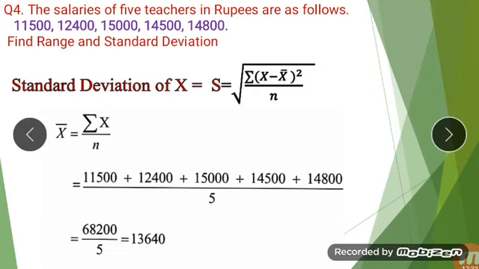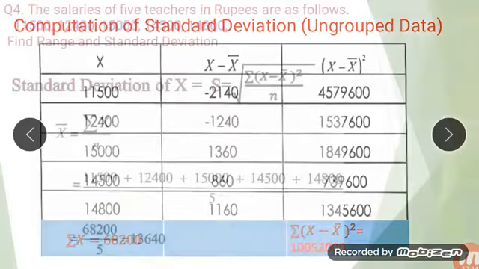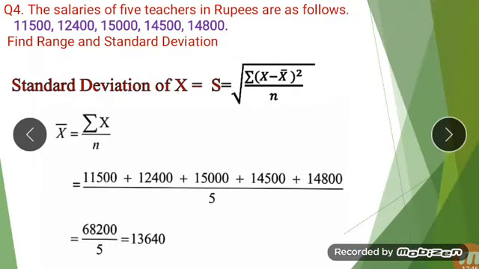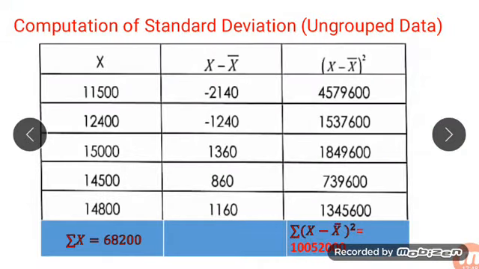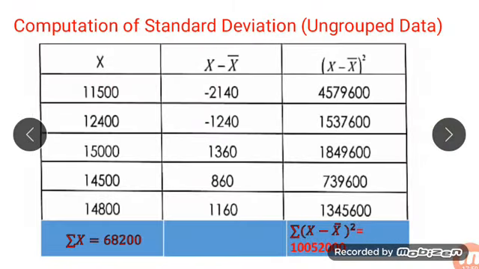So we'll get the mean as 13,640. Now we have to make the table for standard deviation, and it's ungrouped data because the frequency is not given. So in the first column we write all the observations, denoted by x. Now, according to the formula, we have to subtract the mean from each of the observations. So the mean is 13,640; when it is subtracted from 11,500, we'll get minus 2,140.